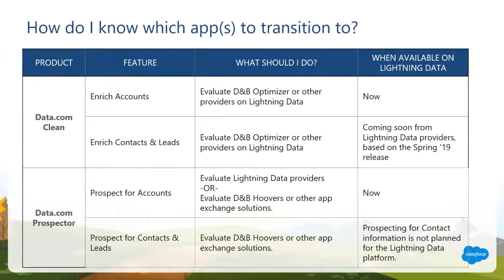So for prospecting for accounts, we do have some capability for search and import. Partners like HG Data and Bombora are live with that today. But if you want to move to something like a standard AppExchange package for this, like DNB Hoovers or our other AppExchange solutions, like I mentioned, most of our Lightning Data providers also have standard AppExchange packages out there. You can do that.